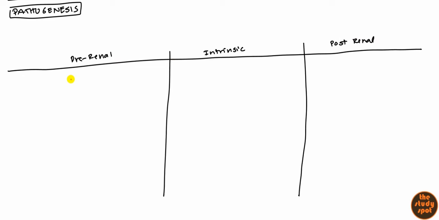So what are the effects of prerenal? When you think of prerenal, you're thinking of any type of drop in blood flow for whatever reason, and we'll talk about the different reasons there. In intrinsic, you talk about some sort of renal damage, and that can be the glomerulus or the tubules. And finally, in postrenal, it's going to be some sort of obstruction, so we're talking about stones, strictures, and fibrosis.